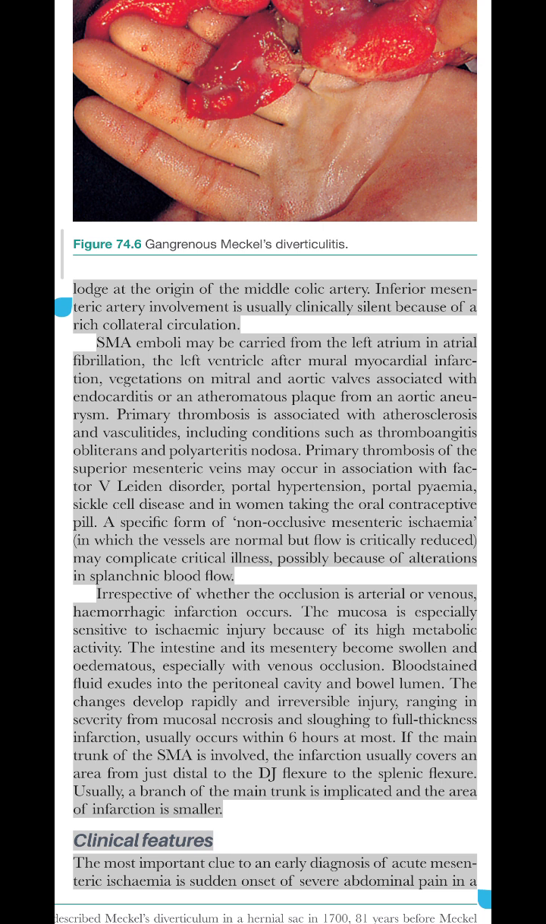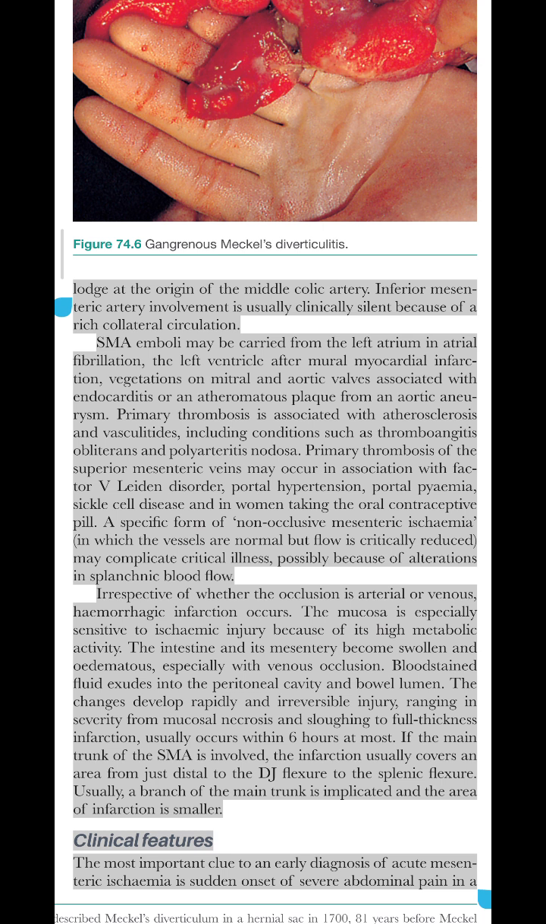Irrespective of whether the occlusion is arterial or venous, hemorrhagic infarction occurs. The mucosa is especially sensitive to ischemic injury because of its high metabolic activity. The intestine and its mesentery become swollen and edematous, especially with venous occlusion. Blood-stained fluid exudes into the peritoneal cavity and bowel lumen. The changes develop rapidly and irreversible injury, ranging in severity from mucosal necrosis and sloughing to full-thickness infarction, usually occurs within 6 hours at most.